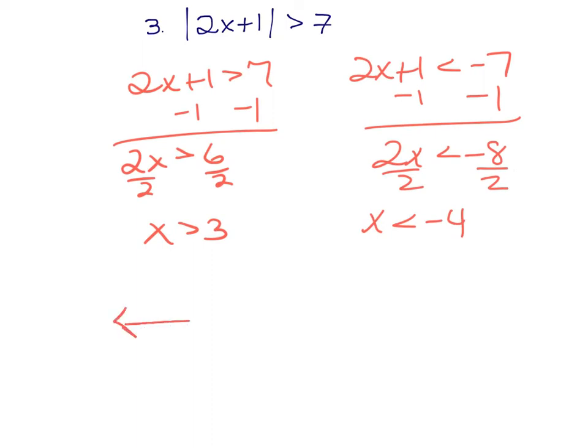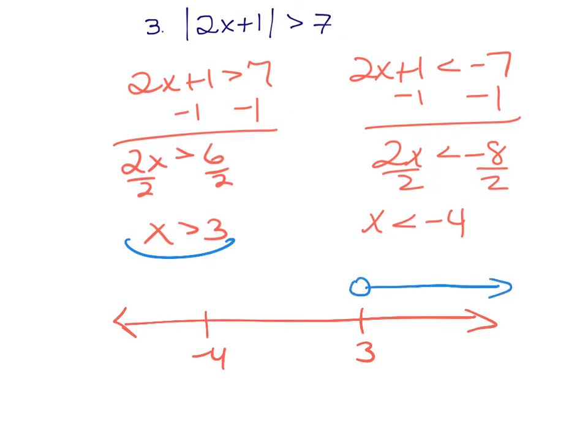Again, let's graph these. Let me put my numbers on here, least to greatest. So negative 4, positive 3. For this one, open on 3. For this one, open on negative 4. And again, you can see that this is negative infinity here, positive here.